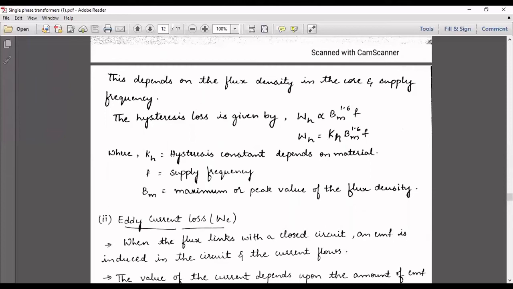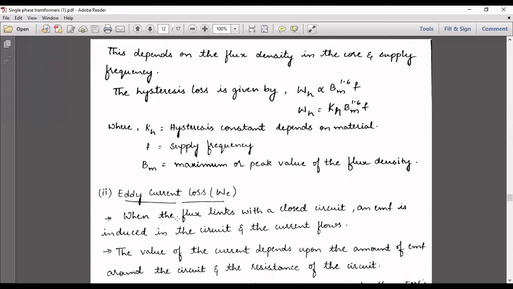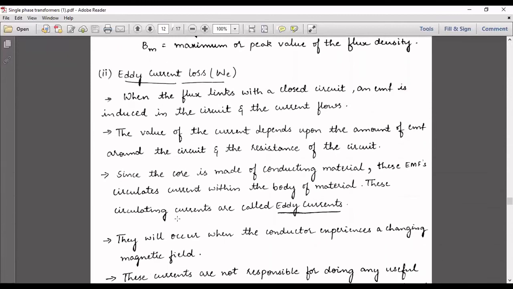Talking about the second component of the iron loss or the core loss, it is eddy current losses. So what exactly are eddy current losses? It is nothing but when the flux links with a closed circuit. When we consider the transformer with two windings, primary and secondary, it becomes a closed circuit. So when the flux flowing in the core links the closed circuit, an EMF will be induced in the circuit and the current starts flowing.